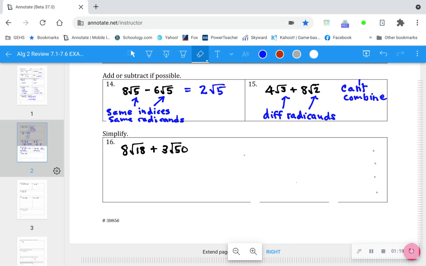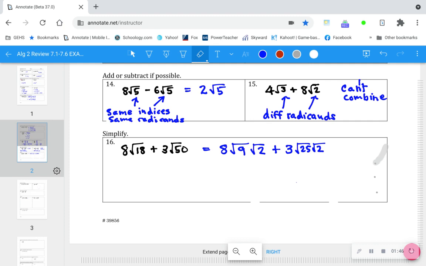Now you might think number 16 is the same type of problem, but what's going on here is that the square roots are hiding perfect squares. In other words, they're not simplified. So we're going to break the root 18 into root 9, root 2. You can see that that root 9 is a perfect square. We're going to do the same with the square root of 50. It breaks up into square root 25 times square root of 2.